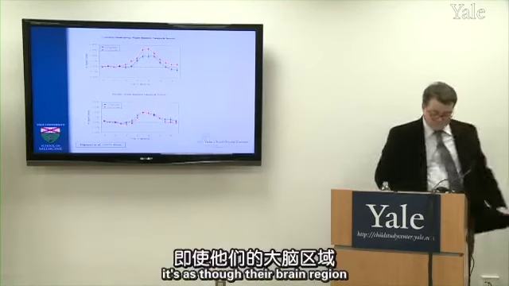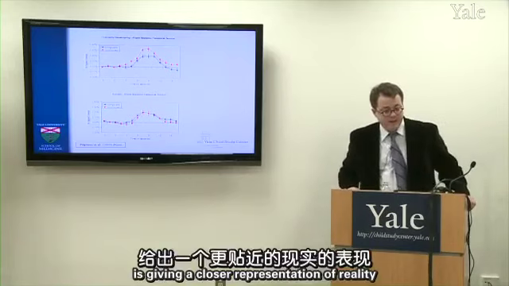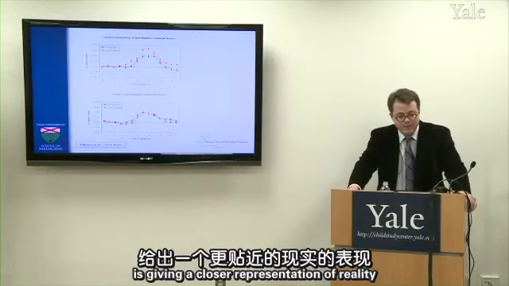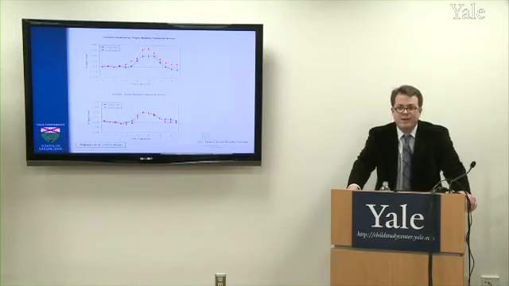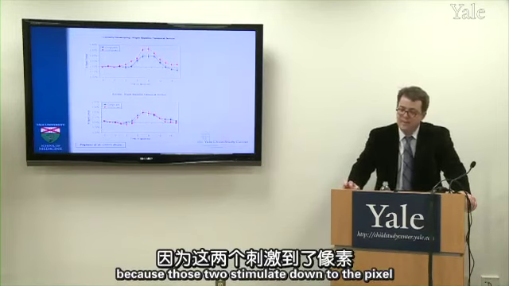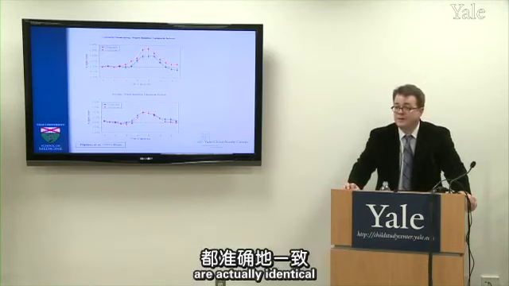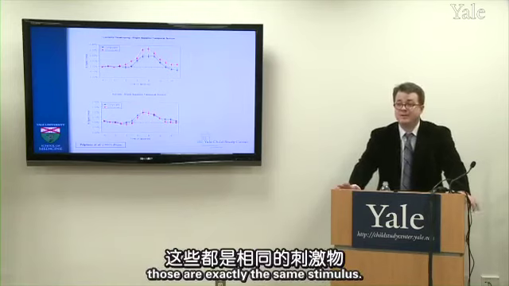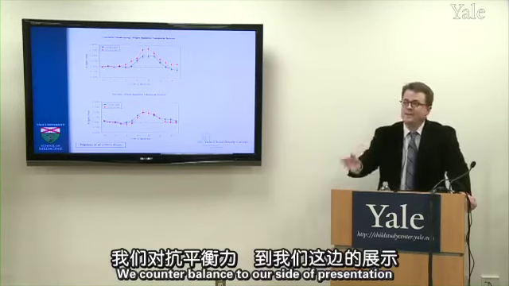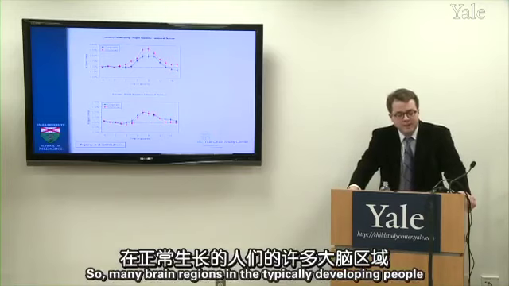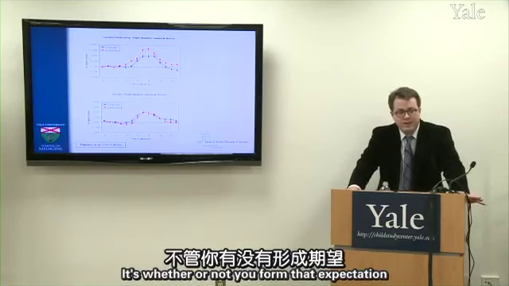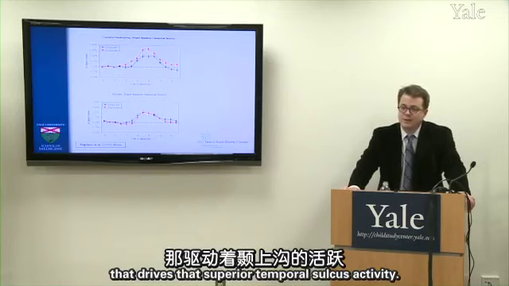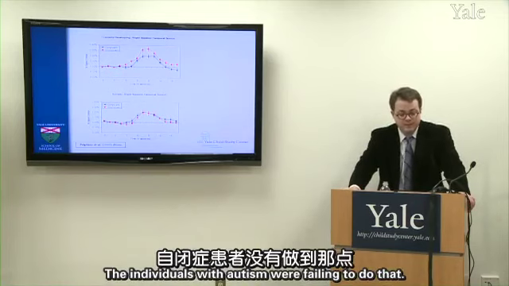In a sense, it's as though their brain region is giving a closer representation of reality, because those two stimuli down to the pixel are actually identical in terms of how much movement they convey. So from the point of view of the retina, those are exactly the same stimulus, and we counterbalanced for side of presentation of the checkerboard, etc., to make sure of that. So many brain regions in the typically developing people respond perfectly equivalently. It's whether or not you form that expectation that drives that superior temporal sulcus activity. And the individuals with autism were failing to do that.